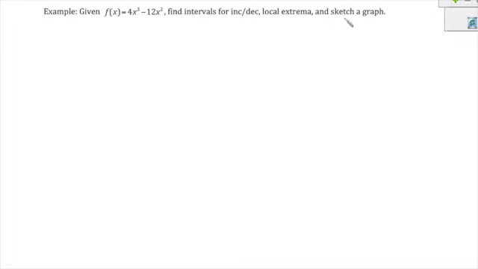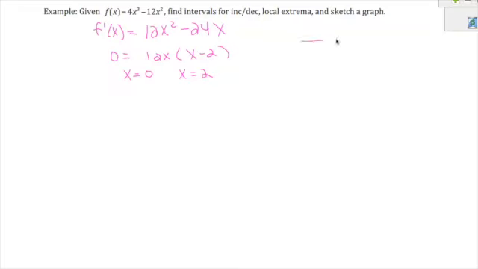All right, let's try another one. Now you're going to have to sketch the graph. The graph isn't going to be given to you. So f prime of x is equal to 12x squared minus 24x, and we find the critical points. We want to know where that's equal to 0. So I'm going to take out a 12x, left with x minus 2. So my critical points take place at 0 and 2.